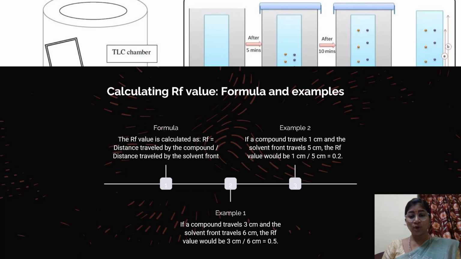So how do we calculate the Rf values? Rf is equal to the distance traveled by the compound divided by the distance traveled by the solvent front. First example: if a compound travels 3 cm and the solvent front travels 6 cm, the Rf value would be 3 cm divided by 6 cm, equal to 0.5. If a compound travels 1 cm and the solvent front travels 5 cm, the Rf value would be 1 cm divided by 5 cm, equal to 0.2. So we can easily calculate the Rf values.